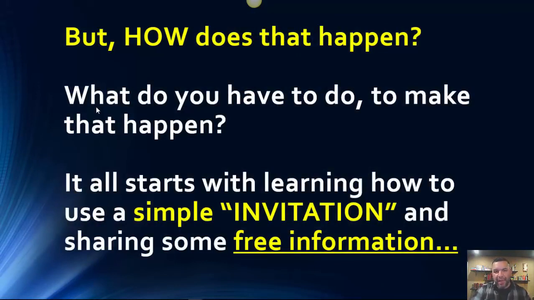So what do you have to do to make results happen? Well, I'm gonna give you a shortcut right to the meat of the sandwich right now. It all starts with learning how to use a simple invitation message and share some free information. With who? With humans. That's the qualifier. As long as they are open to learning about a fun, fast way to make big money online from home, watch this video, plug into our free training. As long as they're open to that, you give them the invitation and you share your link. That's the free information. It links them to all of this. Okay, but that's all you do.